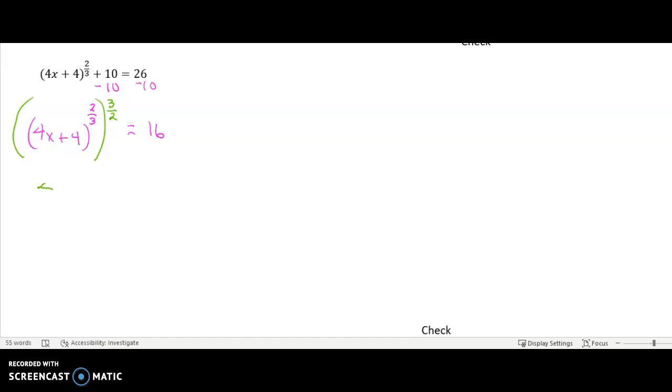So we would end up with 4x plus 4 to the first power. What we do to one side, we have to do to the other side. So we'll raise 16 to the 3/2 power as well. You could use a calculator, or remember what I said a moment ago about the bottom number being the root. So it's the square root of 16. And then whatever you get, the top number is the exponent, so we would cube it.